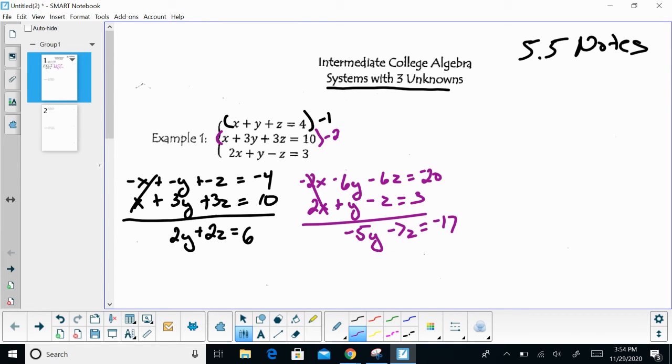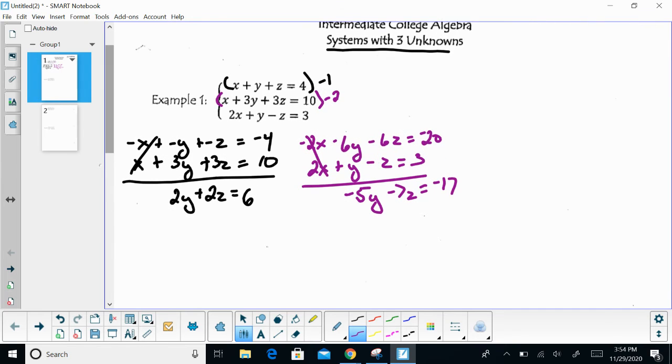Now I have two equations with just two variables. This is exactly what we have been doing before, so we can easily solve this. And you can do that one of two ways. You could go ahead and do substitution, or you can do elimination. Either way is going to work. In this case, let's go ahead. I'm going to do substitution.